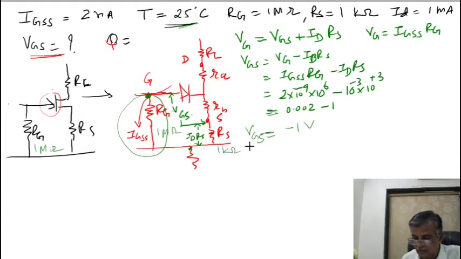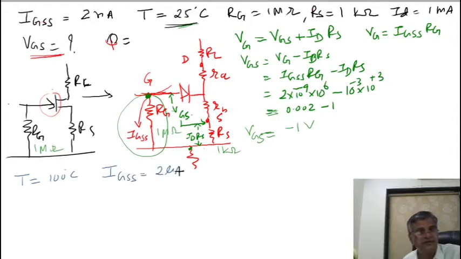This is your 1 kilo ohm. Now temperature increases due to certain reason, and the temperature becomes 100 degrees centigrade. As a result, your gate to source leakage current increases and becomes 2 microampere. We have seen in a previous lecture that gate to source leakage current depends upon temperature, and reverse leakage current increases with temperature.